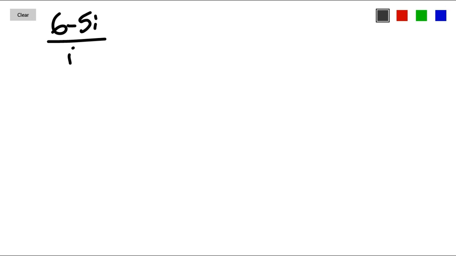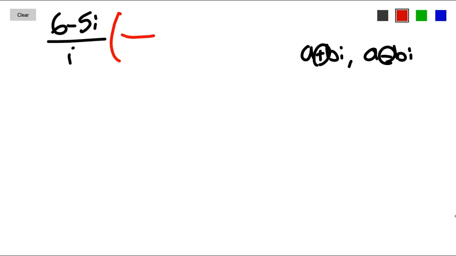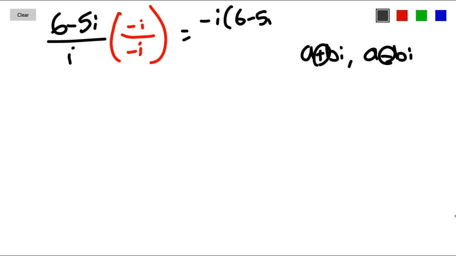The trick for dividing complex numbers is to use the conjugate. What I mean by that is if you have a complex number, a plus bi, the conjugate of that number is going to be a minus bi, because the coefficients are the same, but the signs change. So in this case, the conjugate of the denominator is going to be minus i. So multiply top and bottom by that, and I end up with minus i times 6 minus 5i on the top, and on the bottom I have minus i squared. Then we know that i squared is equal to negative 1, so minus i squared is just equal to positive 1.